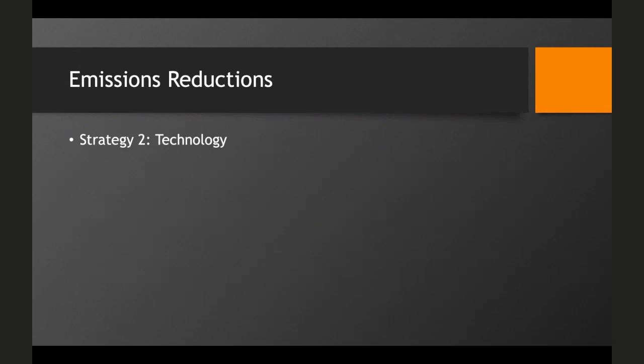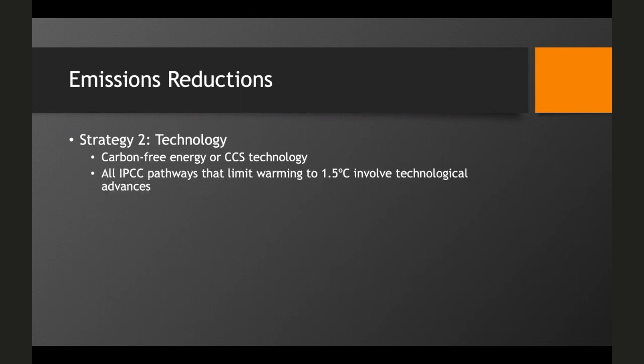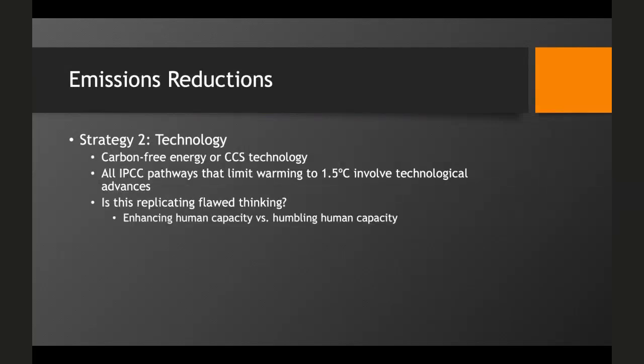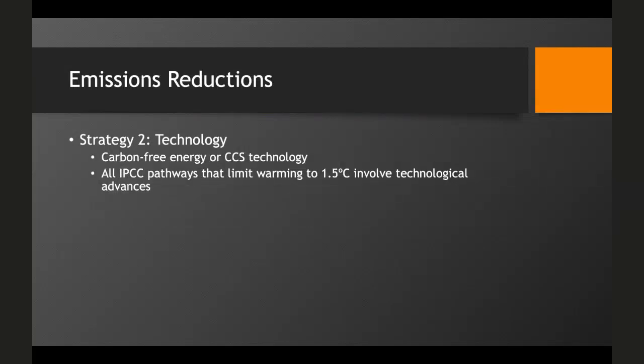Other efforts are based on technology, that we could use carbon-free energy, right? Things like solar, wind, geothermal, or carbon capture and sequestration. And we'll talk a little more about CCS technology when we talk about geoengineering. Basically all of the IPCC pathways that limit warming to 1.5 degrees Celsius by the end of the century involve technological advances that don't yet exist. We need technological advances in both energy production and carbon removal if we want to have a chance at limiting the worst effects of global warming.